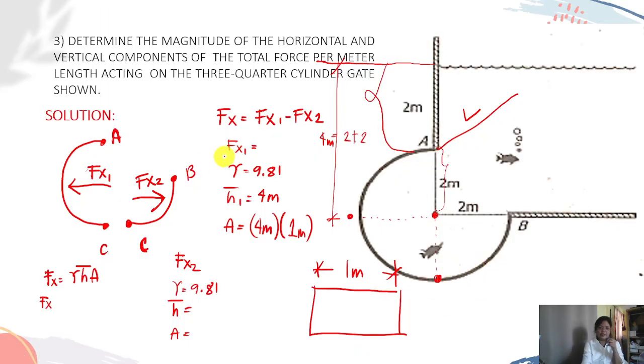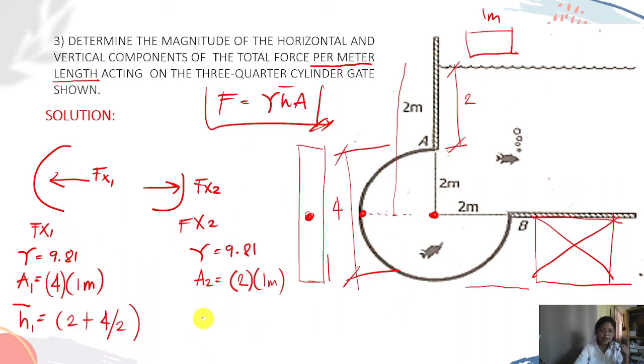So, that's it. Back to here. Its area is simply the radius, because this is its radius. So, that is the radius multiplied by the per meter length of 1 meter. So, 2 meters by 1 meter. And what is the projected vertical height of the liquid surface to the center? That is equal to, as you can see, the total here is 4 meters. So, from the liquid to the gate, 4 meters, plus half of the centroid projected of the rectangle as is. Okay?